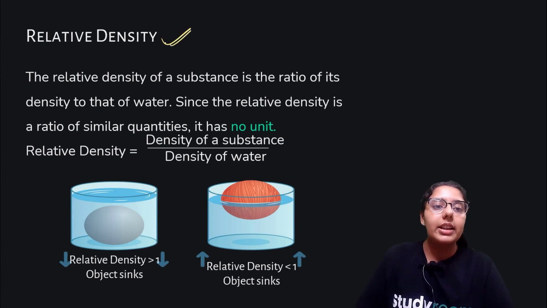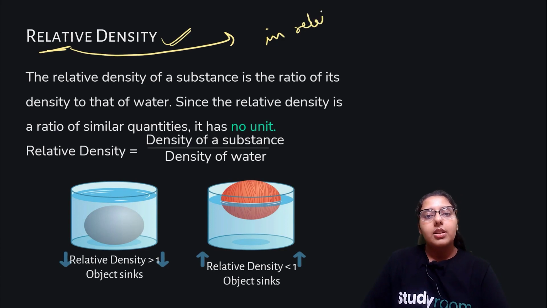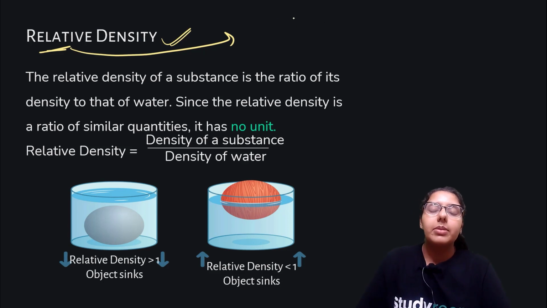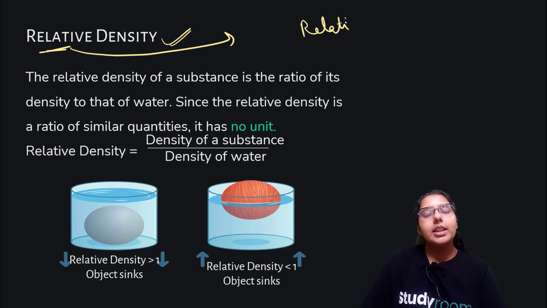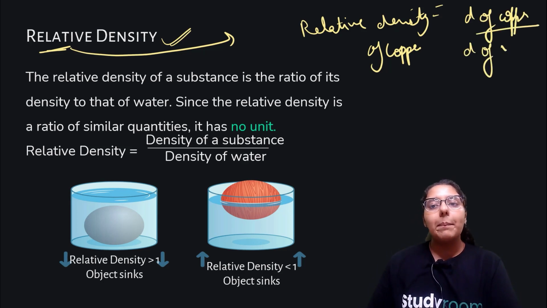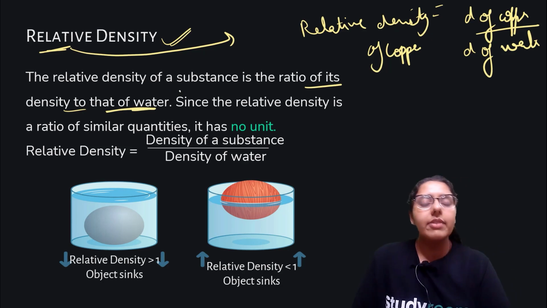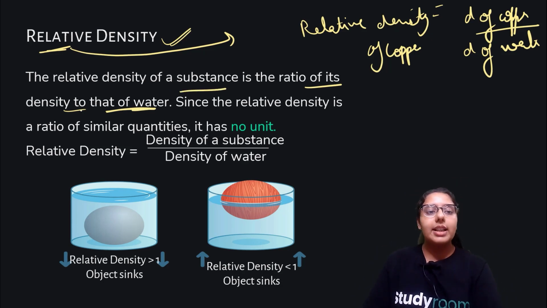So, relative density. Relative, as the term suggests, means in relation to something, right? So, relative density we compare with respect to water. For example, if I ask you what is the relative density of, let's say, copper, it is the density of copper upon the density of water. So, we are comparing the density with respect to water. Relative density of a substance is the ratio of the density of the substance to the density of water.